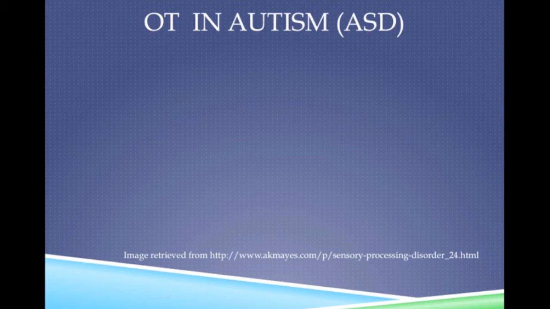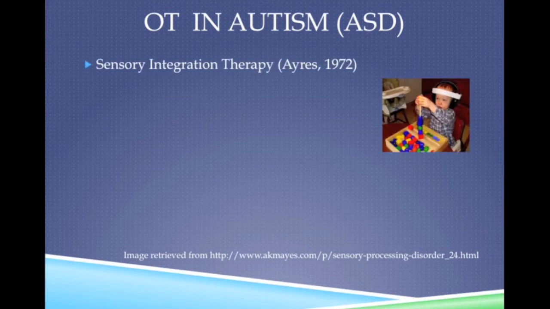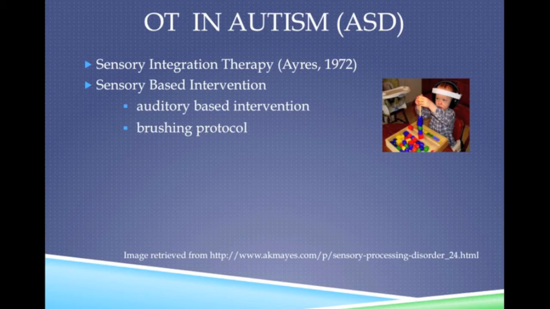In occupational therapy in autism, we utilize sensory integration therapy, which was developed by Jean Ayres in the 1970s. Sensory integration is the ability to organize sensory information and use it to enable a person to effectively interact with his environment, thus creating adaptive response. Sensory-based intervention is the use of a therapeutic listening program, the Wilbarger brushing protocol, as adjunct in treatment of children with autism.